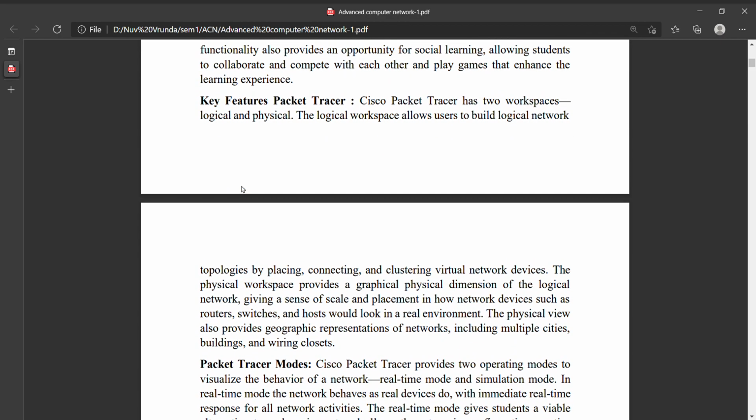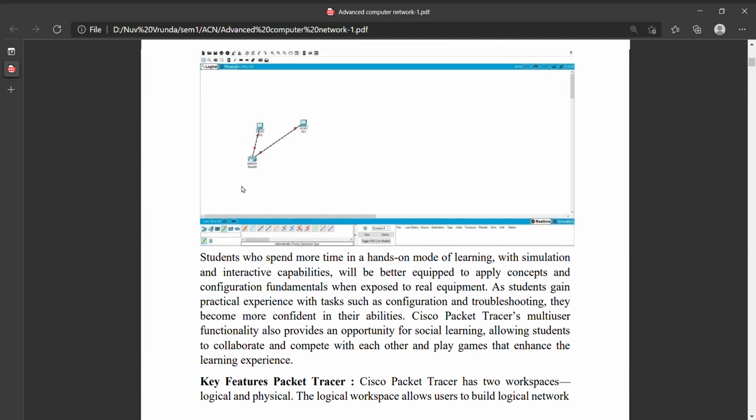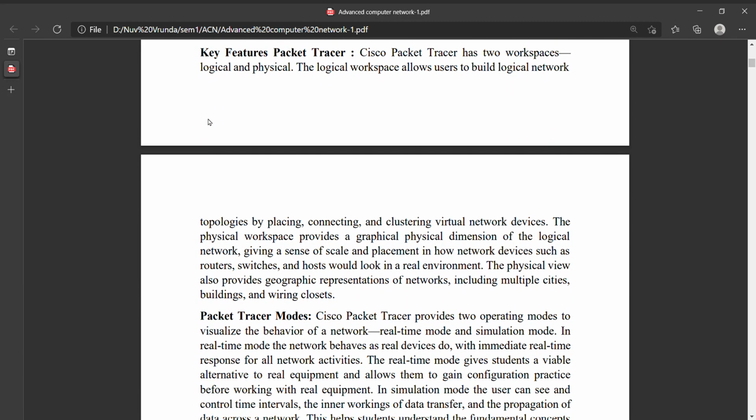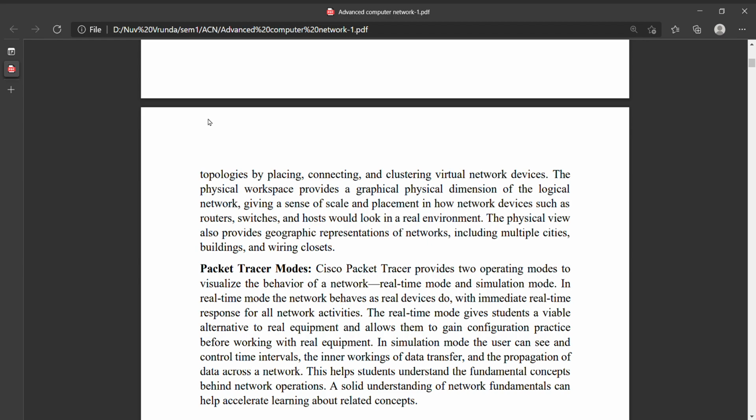The key feature of Packet Tracer is that Cisco Packet Tracer has two workspaces, logical and physical. The logical workspace allows users to build a logical network topology by placing, connecting, and clustering virtual networks, like the task we are doing here, which is logical. The physical workspace provides a graphical physical dimension of a logical network, giving a sense of scale and placement of how network devices such as routers, switches, and hosts would look in a real environment.